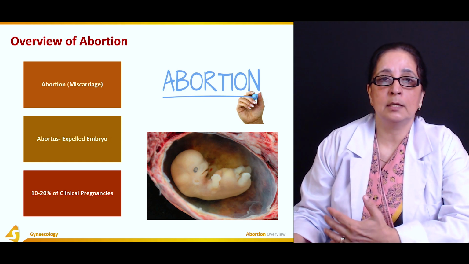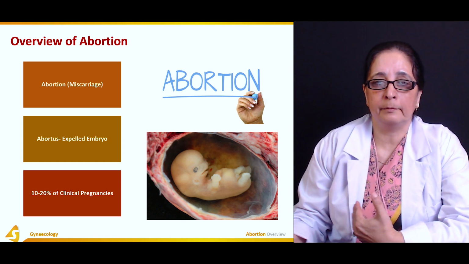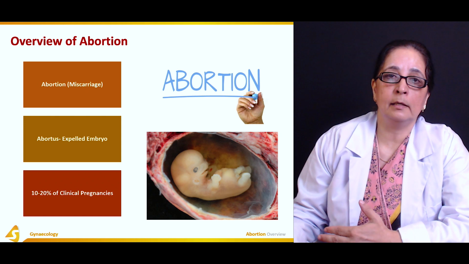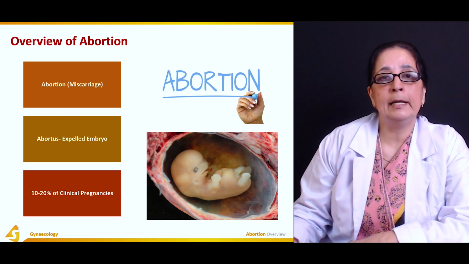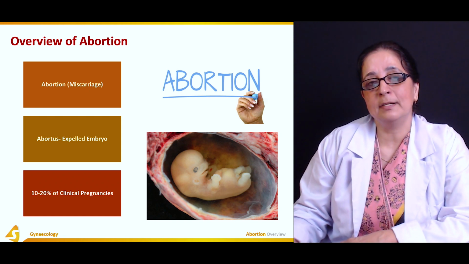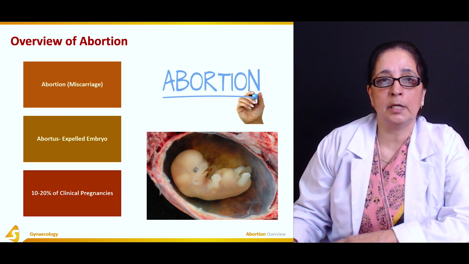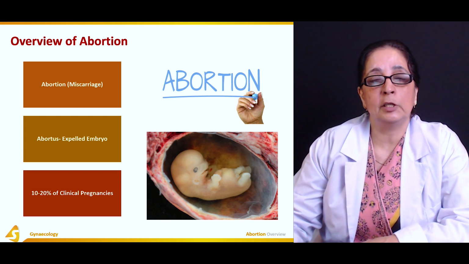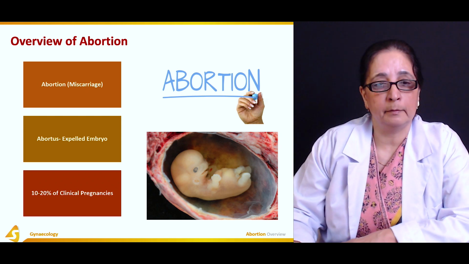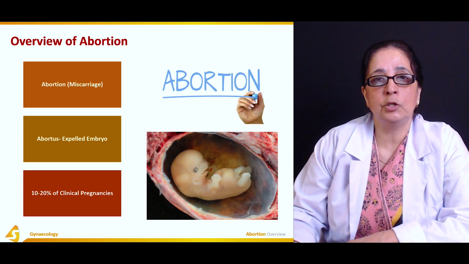Abortion can be done on legal or illegal grounds, but usually the willingness of the patient is present. That's the main difference between miscarriage and abortion. In miscarriage, there is spontaneous expulsion of the fetus without any consent of the female or the patient. About 10 to 20% of clinical pregnancies lead to abortion.